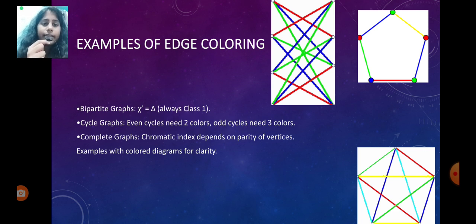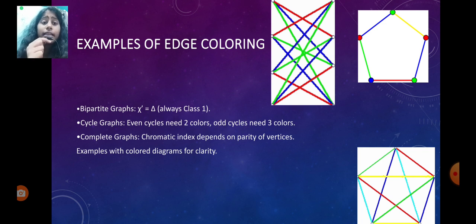Generally a bipartite graph contains two sets of vertices, where each vertex in a set does not connect to any other vertex in the same set. It connects to vertices in the other set. So this is known as a bipartite graph.